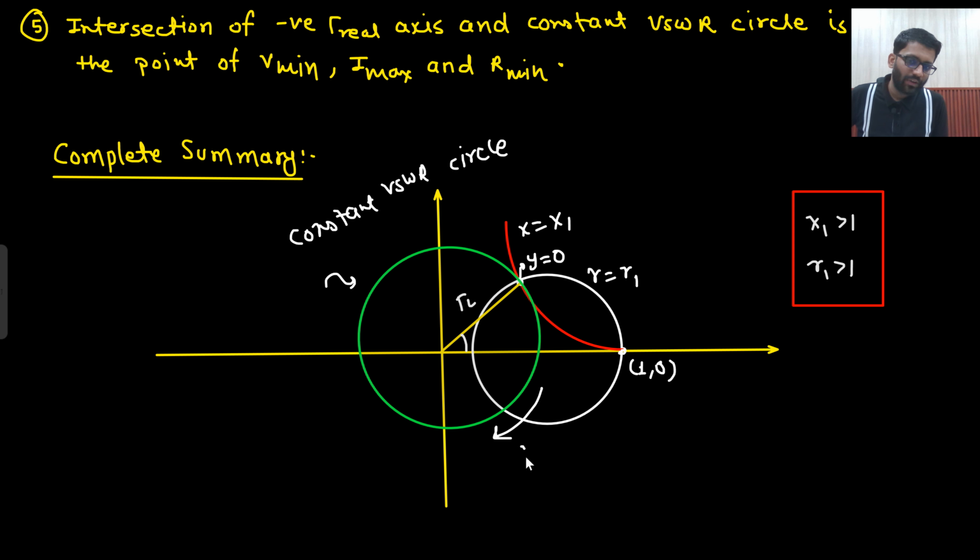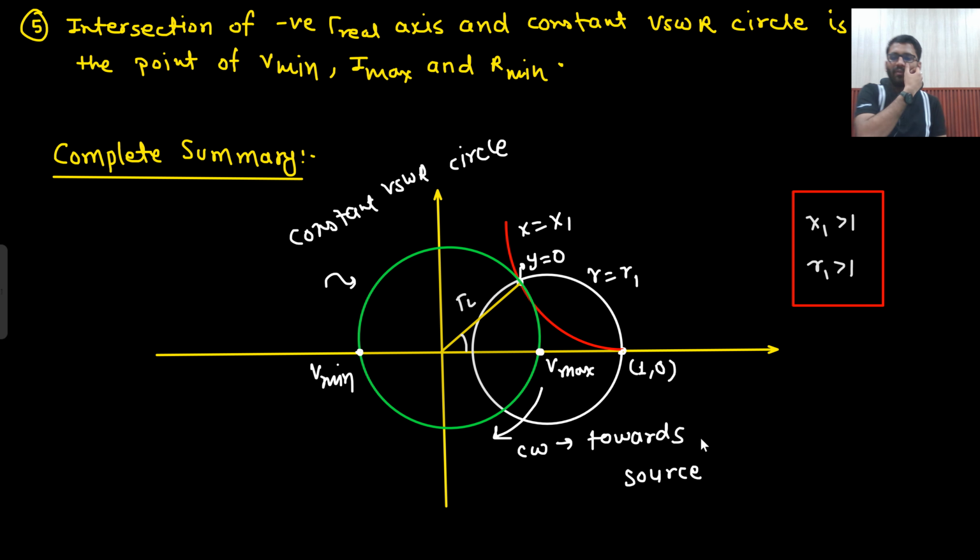Now if you move clockwise on this circle, that means you are moving towards the source, or you can say towards the generator. This will be the point of Vmax and this will be the point of Vmin. And what about this load? This load will be inductive. All these points we have also covered. So this is just the complete summary.